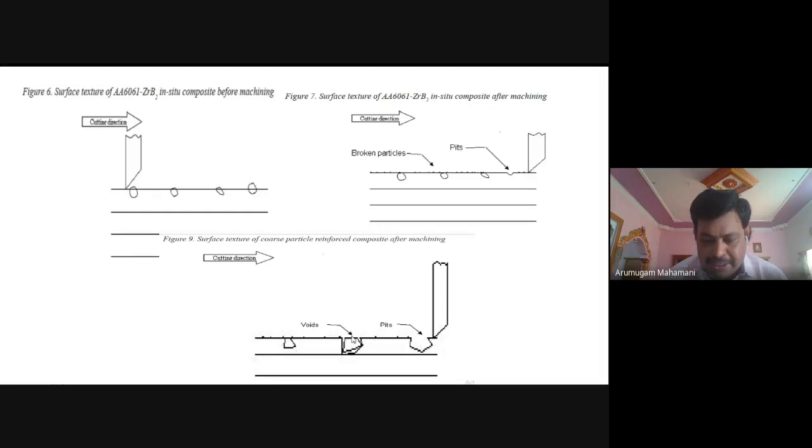If you are machining an ex situ composite, for example SiC or some other particle, a portion of the particle is sheared out and the remaining particle stays like this. Okay. So this will give a crack while the component goes into application. So definitely the mechanical property will be very low.